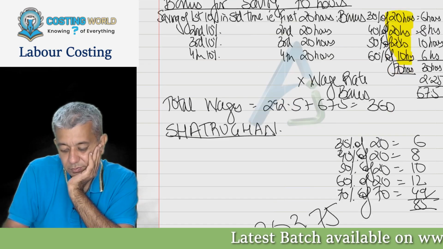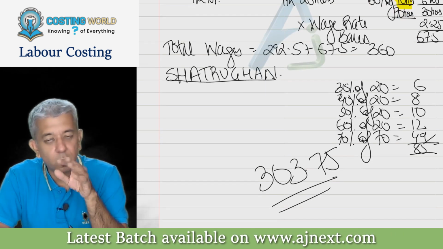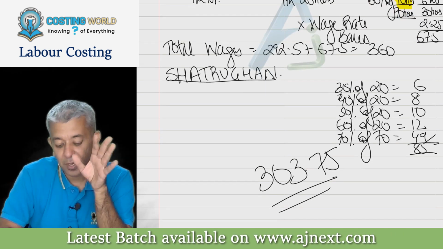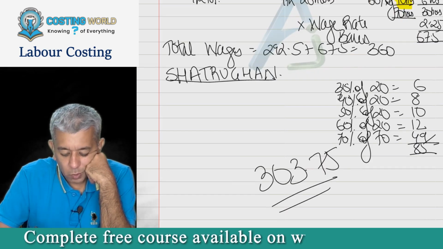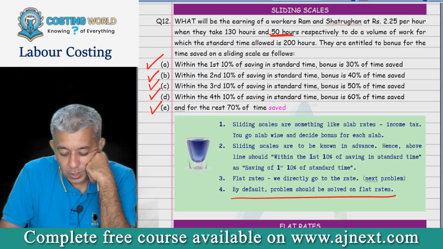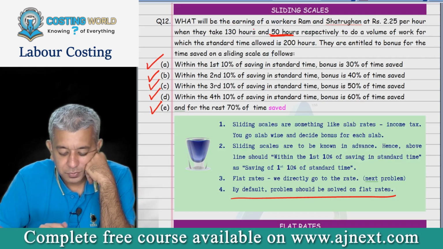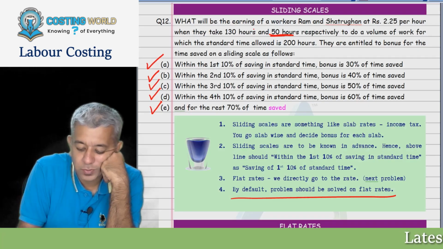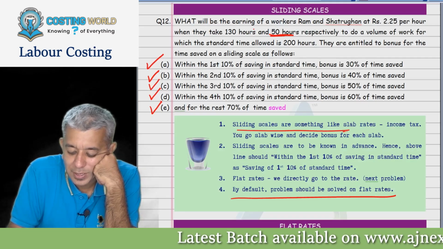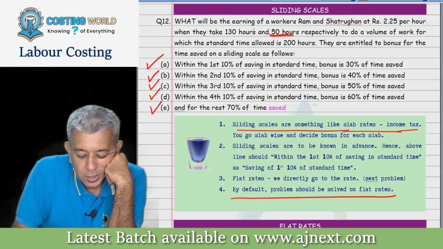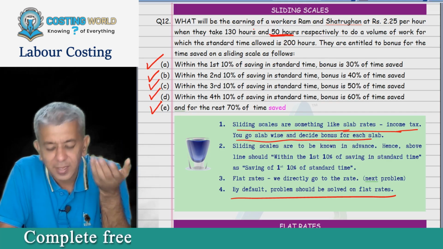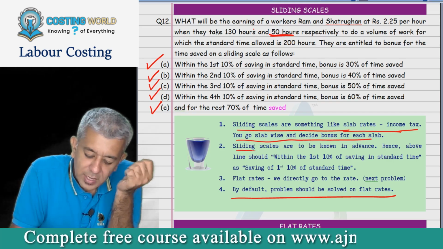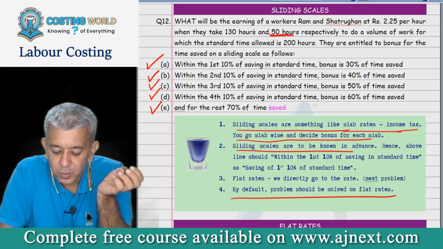Now see, we did one question on slab rates or sliding scales. Now, one question which I am not even trying to be reading, but I'll read the shorts of this question first. Sliding scales are something like slab rates of income tax. You go slab wise and decide the bonus for each slab, and that is what we all did. Sliding scales are to be known in advance.